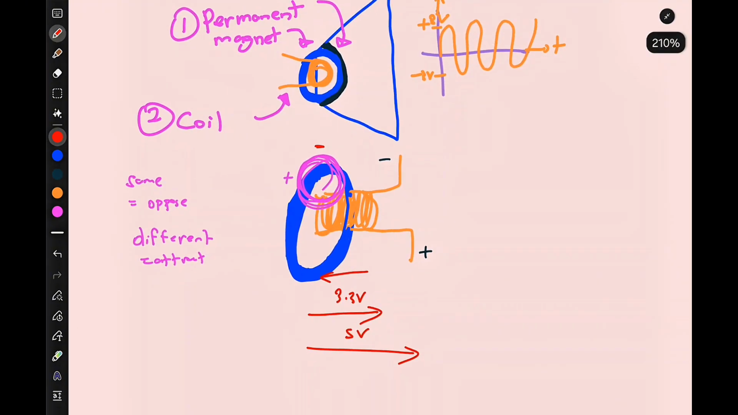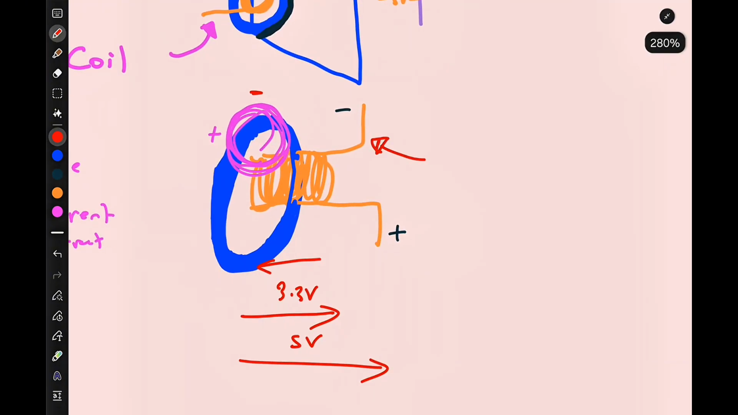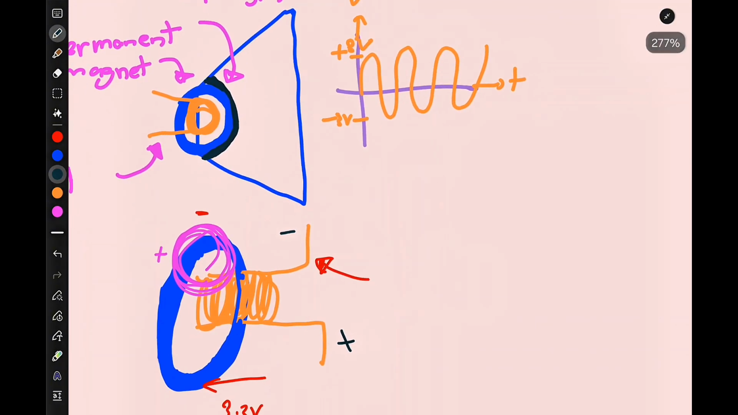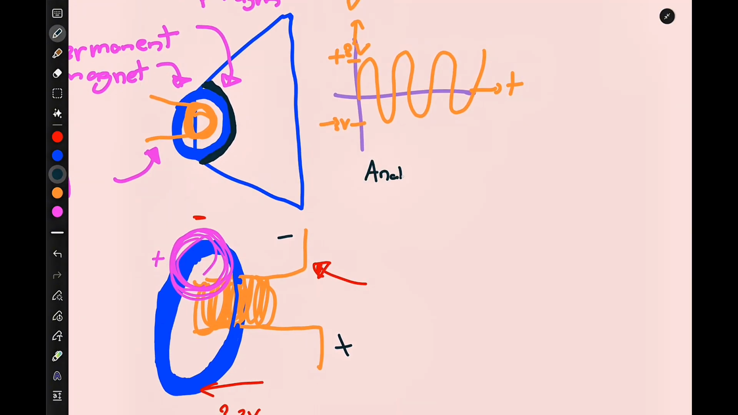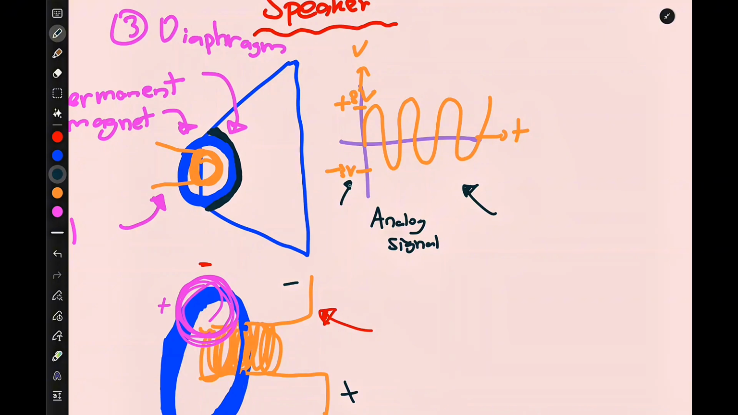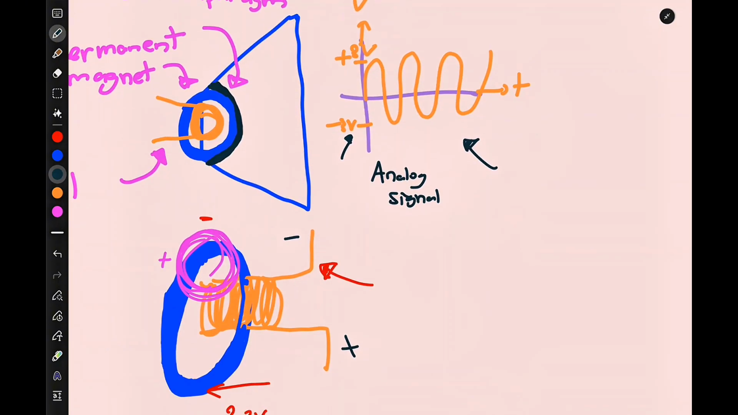And you must be wondering, how can the voltage be sometimes positive or negative? It changes. This is because the electrical signal that is inputted into the speaker is actually an analog signal, which if we take a look at this graph, we can see that the negative side is actually the opposite direction, and the positive side is actually the actual direction of the voltage.